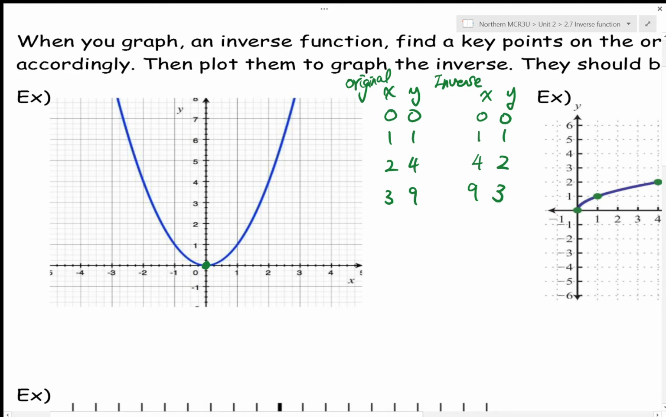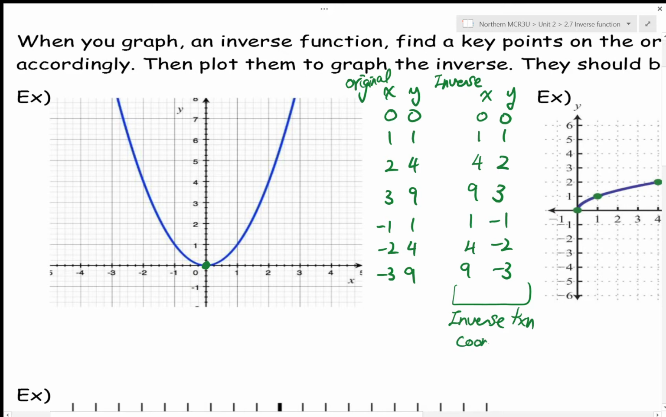Now just to make sure, I'm going to actually do the negative numbers as well. So it will be negative 1 and 1, negative 2 and 4, and negative 3 and 9 still. But in this case, we have to switch it, so it will be 1 and negative 1, 4 and negative 2, and 9 and negative 3. So these are the inverse function's coordinates, right?